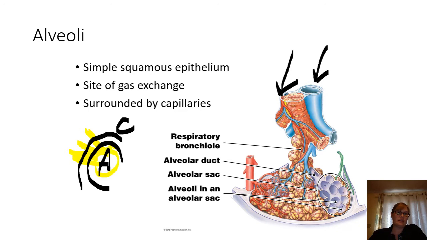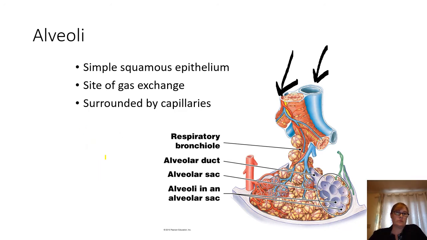So the alveolus can, oops. Okay, that didn't work. Sorry about that. So let me restart this slide. Is there a way to do that? I don't know how. No, there's not. That's okay. I'm going to just keep going.